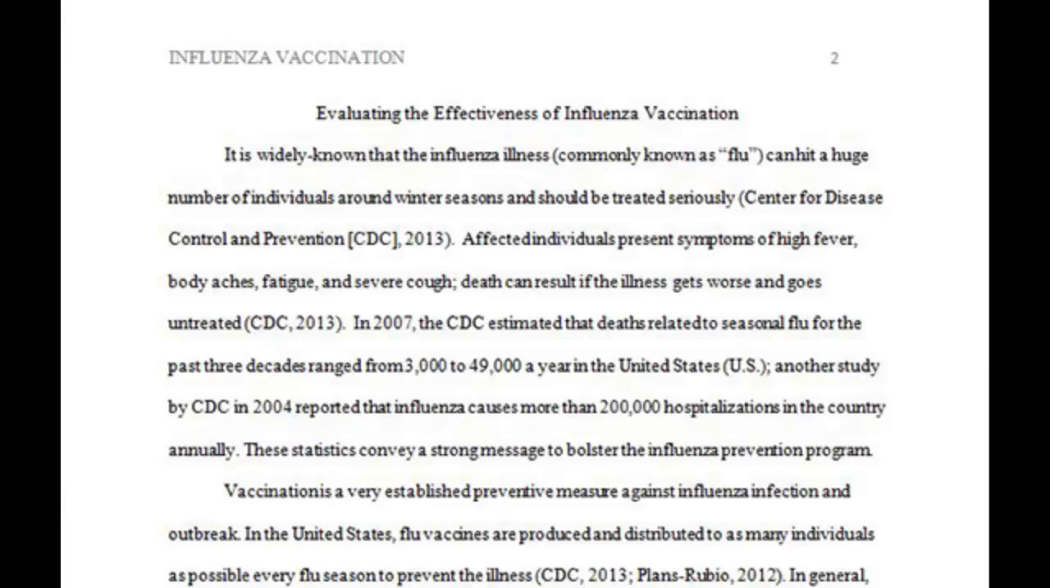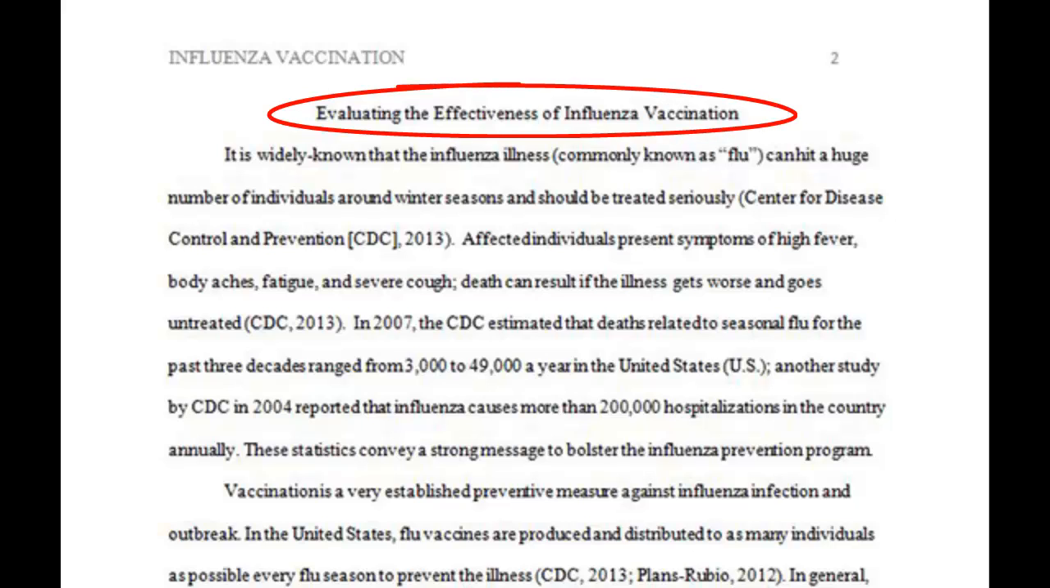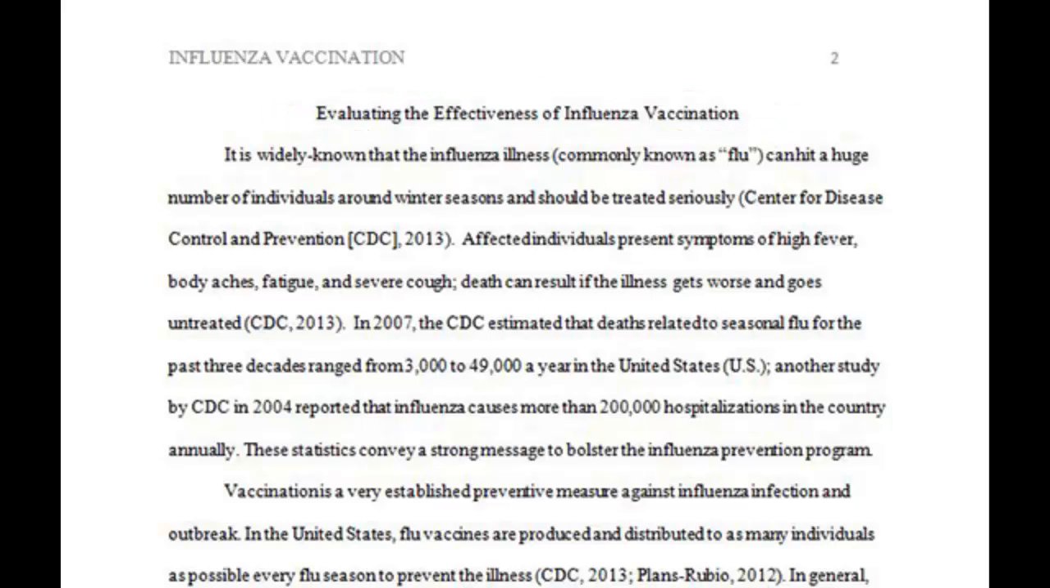In this example of the first page of the body of a paper, note the inclusion of the title of the paper on the first page of the text. The title does not appear on every page in the body of the paper. Rather, it is repeated only on the first page of the text following the title page. All papers include an introduction which presents the specific problem to be addressed.